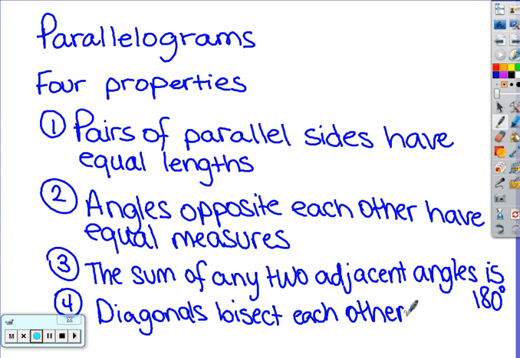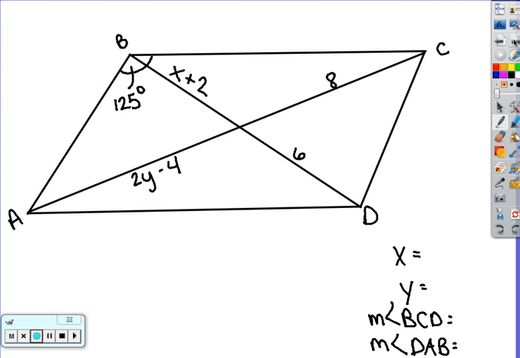So property number 1, pairs of parallel sides have equal lengths. Property 2, angles opposite each other have equal measures. Property 3, the sum of any 2 adjacent angles is 180 degrees. Property 4, diagonals bisect each other. And keep in mind, when we say bisect, that means to split in half. So let's look at an example using these 4 properties of parallelograms. Take a moment and copy this example down. If you need to, go ahead and pause the video at this time.